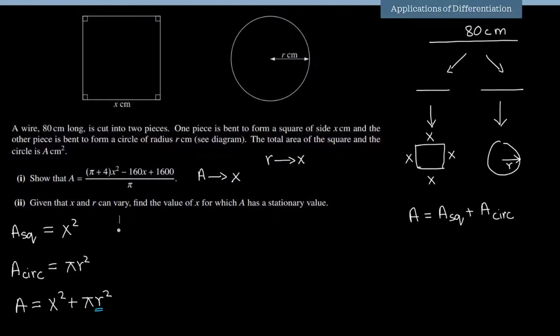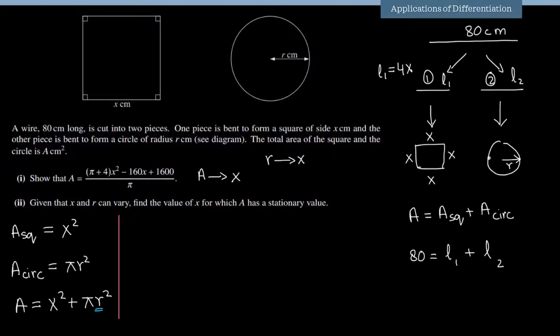So to form a relationship of r and x, I can use the fact that the total length of the wire is 80 centimeters. I can say that the total length 80 is equal to the length of the first wire plus the length of the second wire. This is the first wire and this is the second wire. This has length L1 and this has length L2. Now to find L1, I can take the perimeter of this square. Each side has length x, so the perimeter of this square is going to be 4x. So I can say that L1 is 4x.